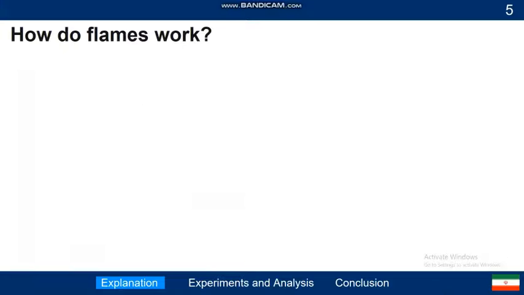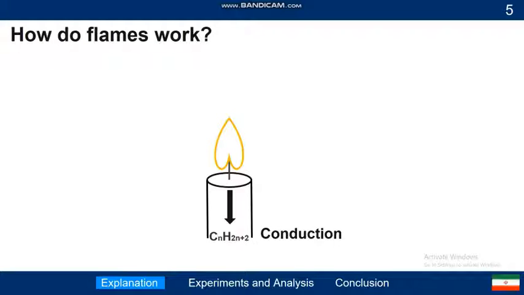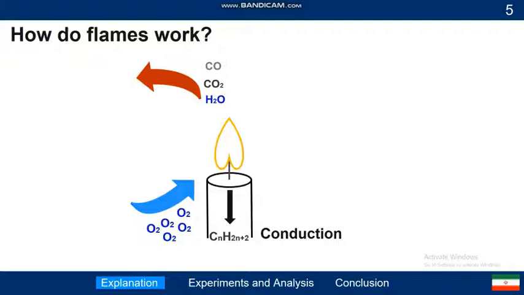Okay, explanation. How do flames work? At first, there is a hot air that causes the wick to burn. Because of the capillary action, the wax moves up and the flame burns. On the left, as you can see here, we have the fresh air that comes to the flame, and at the end, because of some chemical reactions, the carbon dioxide, carbon monoxide, and the water will exit from the flame.